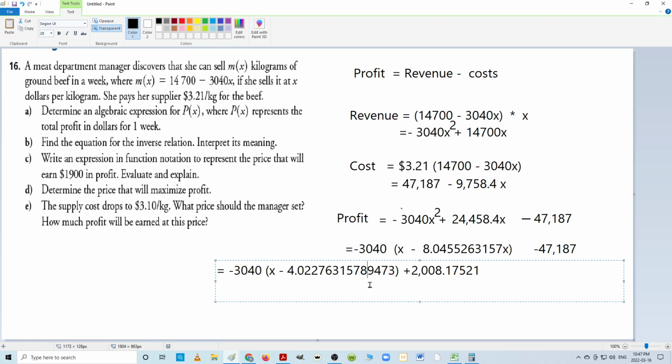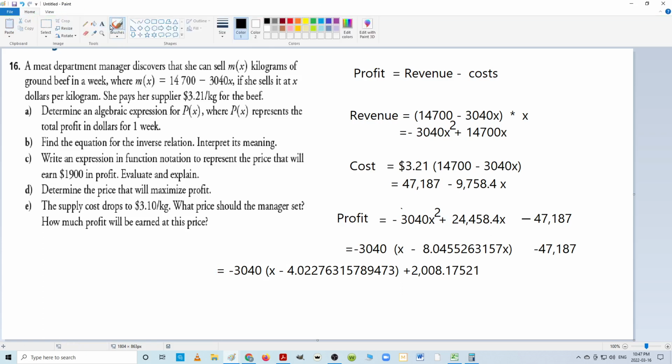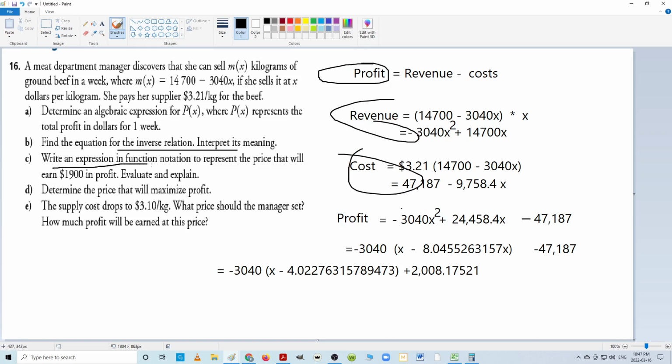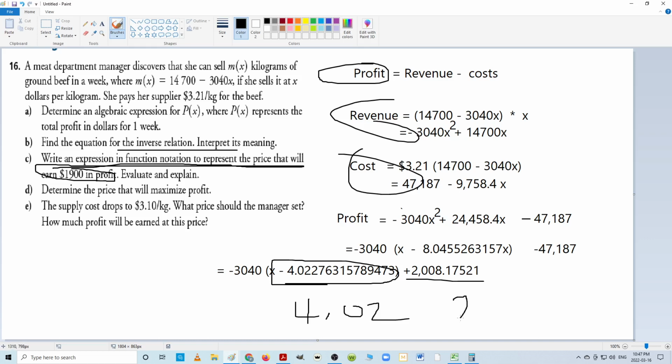And you know what? Looking at it now, yeah, profit should be revenue minus cost. Find an expression, fine. 1900 profit. Yeah, so that's the max profit, sorry, and that's the max price per kilogram right there. So I can charge $4.02, and the most I'm going to make is $2,008 in a week. And it's a function to represent the price that will yield.